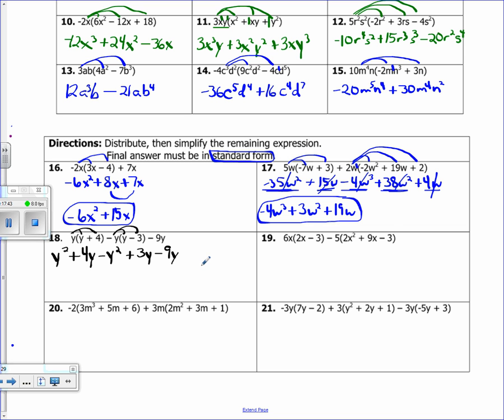Okay. So lots of y's and y squareds. First, notice we've got this y squared and this negative y squared. That's a positive 1 and a negative 1. When you add those, they actually cancel out. So there's nothing there. We don't even write it in. And then we look at the y's. They're all the same term. 4 plus 3 minus 9. That's 7. Minus 9 is negative 2. Negative 2y.